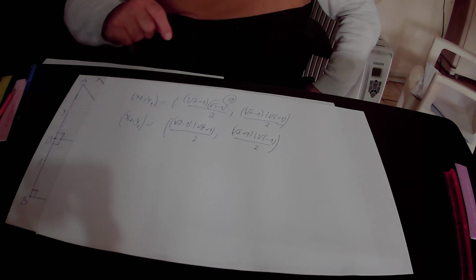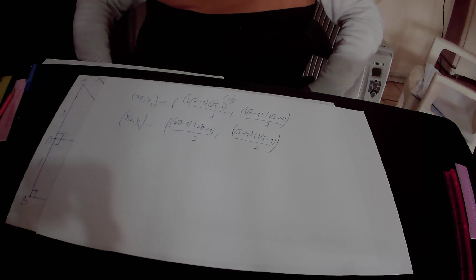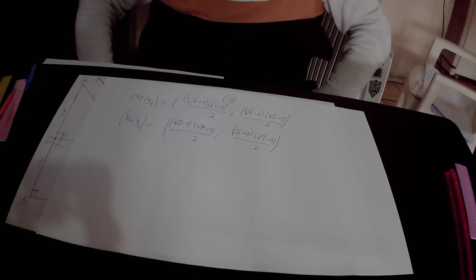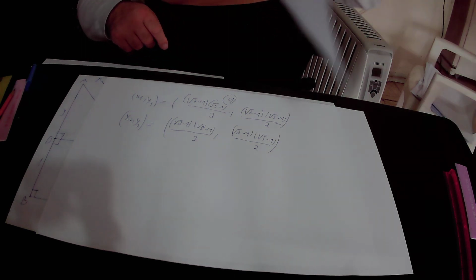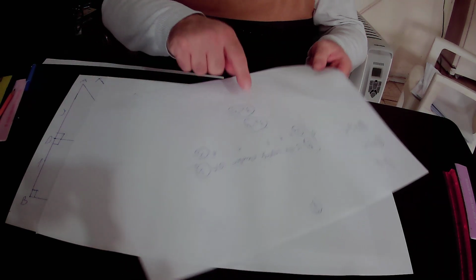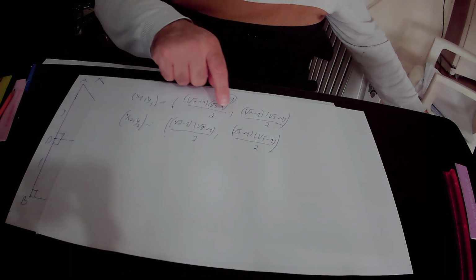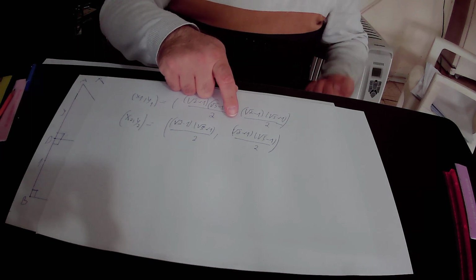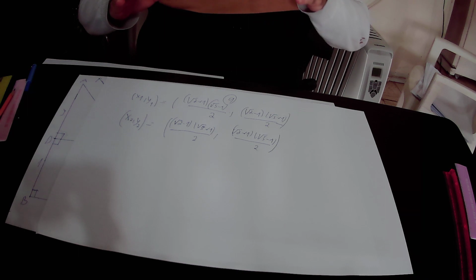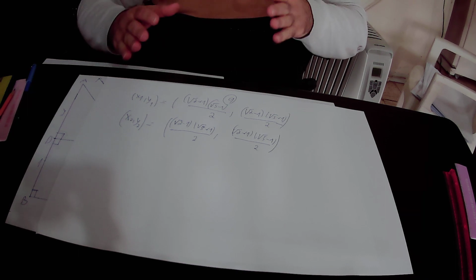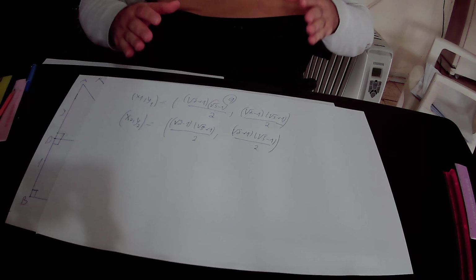x2 equals square root of 2 minus 1 times square root of 5 minus 1 over 2. And y2 equals x1. So y2, which equals x1, equals square root of 2 plus 1 times square root of 5 minus 1 over 2. So those are the two solutions to the question, x1, y1 and x2, y2.